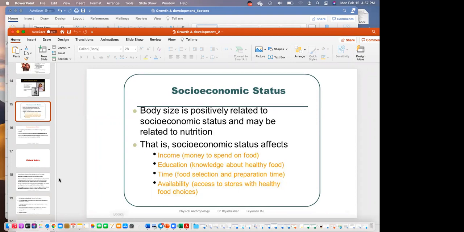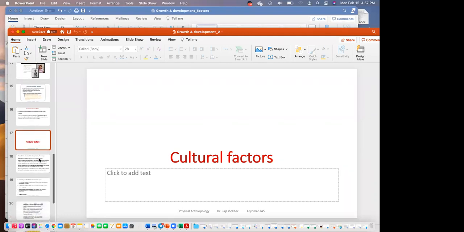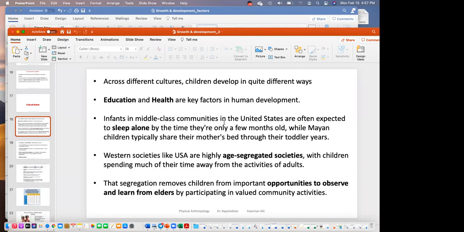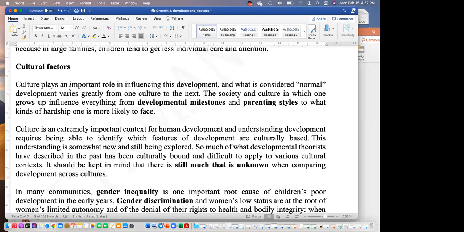Okay, next we'll talk about cultural factors. What type of role do cultural factors have? Let's see. I'm going to give you a few ideas here. Culture definitely seems to play an important role in influencing growth and development. Even the definition of what is normal growth and development varies from culture to culture. What is considered normal development in one culture may not be true in another.